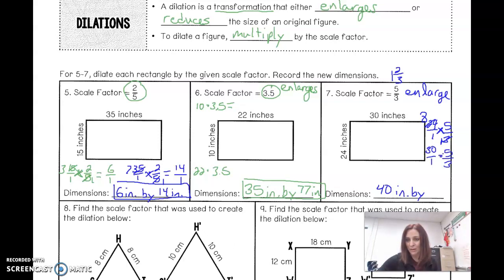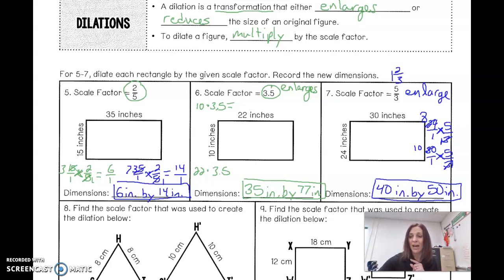5/3. 3 goes into itself 1 time. 1s in the bottom. 3 goes into 30 10 times. 10 times 5 is 50. So the new size is going to be 40 by 50 inches. Is that bigger than 24 by 30 inches? Yes. Okay, so really, that's all we're doing.